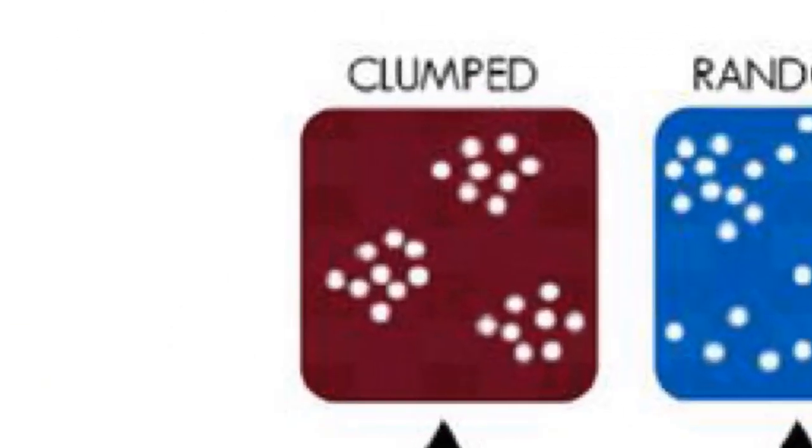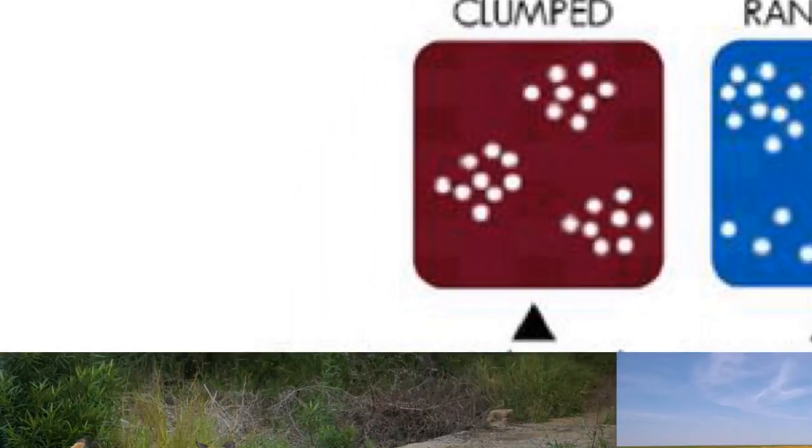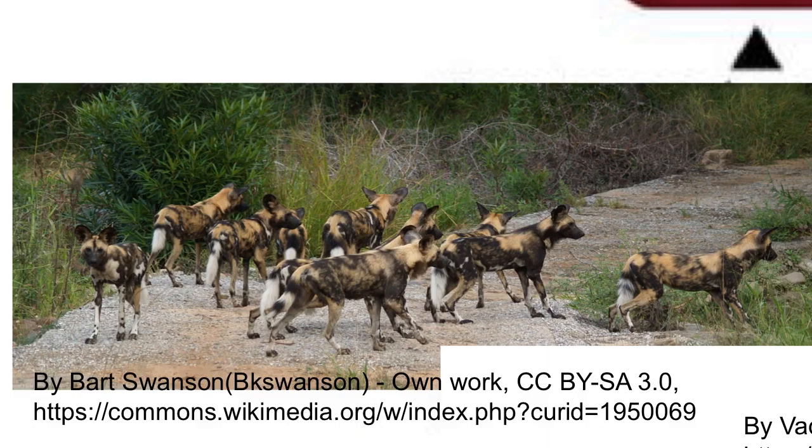The first one is clumped, where we have certain groups of organisms around in a little pack. You could think of this like a wolf pack or something like that. This reminds me of the cows that were all clumped up underneath the tree. And this could be due to patchy resources. So we have a pack of wild dogs right here.